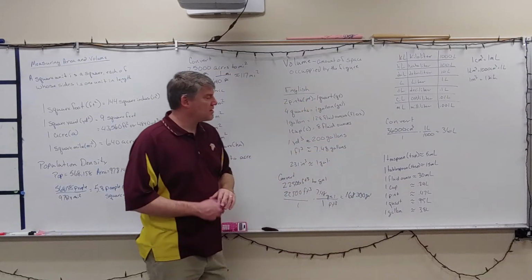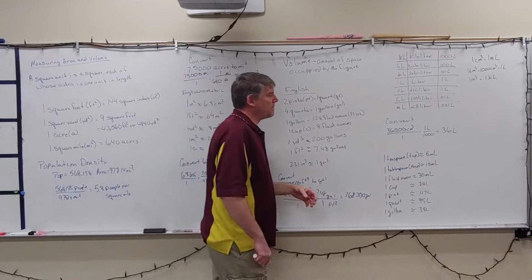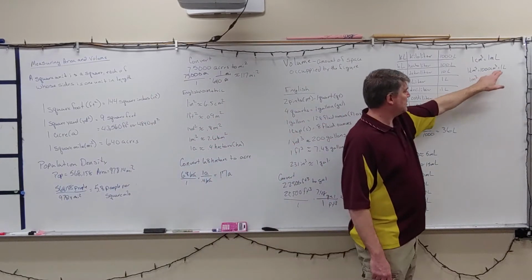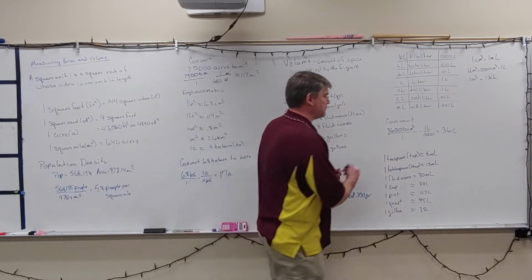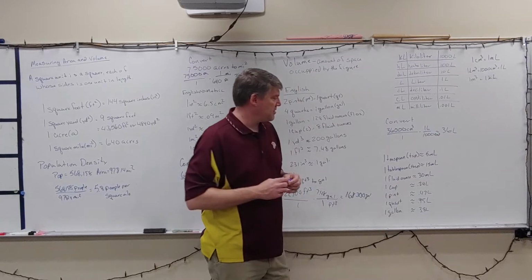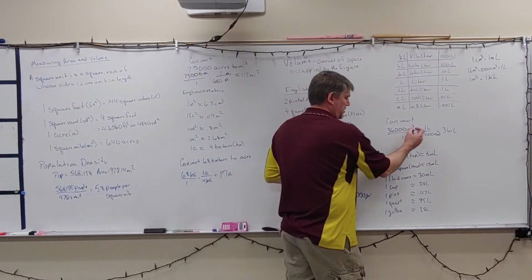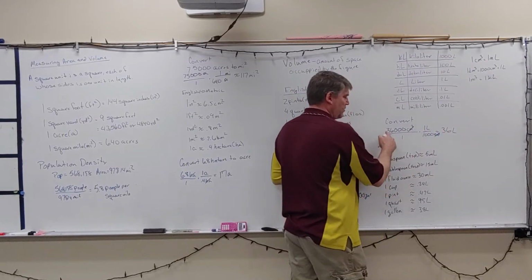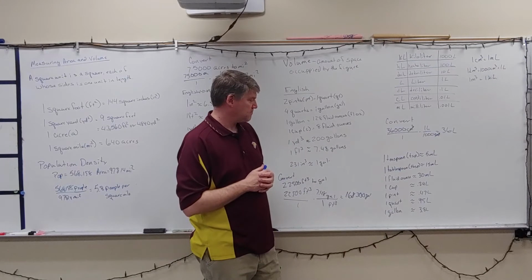Okay? So if I'm converting from centimeters cubed to liters, I would use this conversion here. So I'm going to use that dimensional analysis. I'm going to go 36,000 centimeters cubed over 1 times 1 liter over 1,000 centimeters cubed. The centimeters cubed cancel out. 36,000 divided by 1,000 is 36 liters.